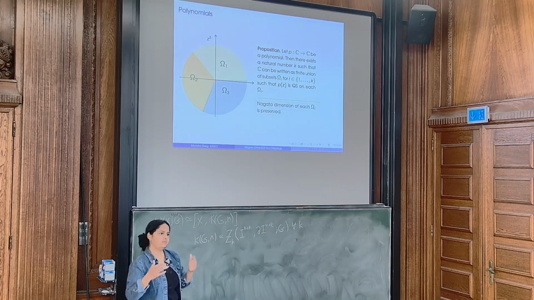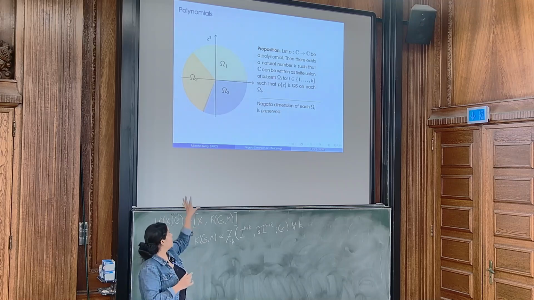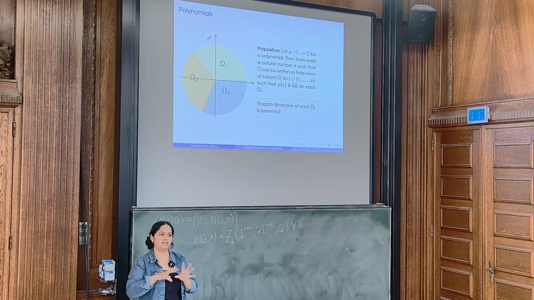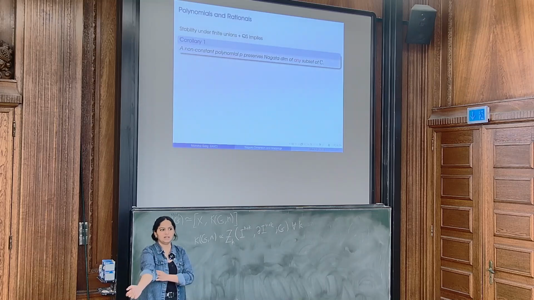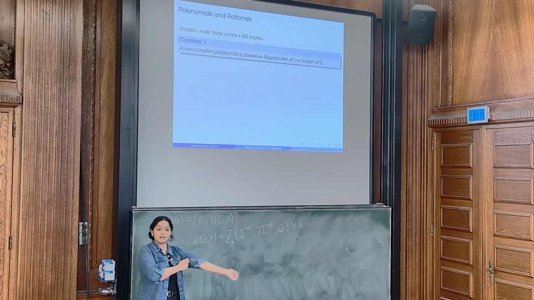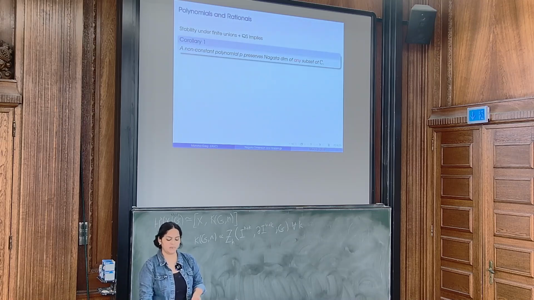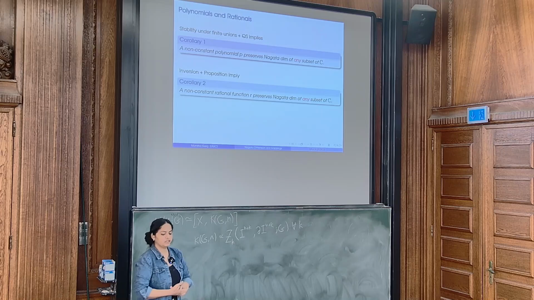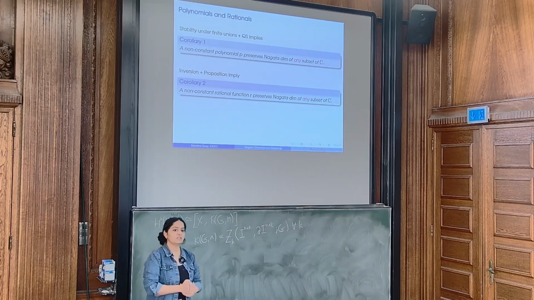Now, again in the paper by Lang-Schlichenmaier, they also prove that Nagata dimension is stable under taking finite unions. So Nagata dimension of each piece is preserved, which is why Nagata dimension of the entire complex plane is preserved. And thus, by using the proposition, stability, and quasi-symmetry results, we obtain that for a non-constant polynomial, Nagata dimension is preserved for any subset of the complex plane. And then we use Xiangdong Xie's result on inversion, and this proposition also implies that non-constant rational functions also preserve Nagata dimension of any subset of the complex plane.